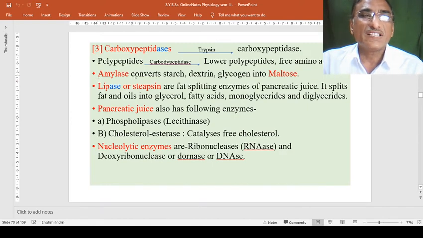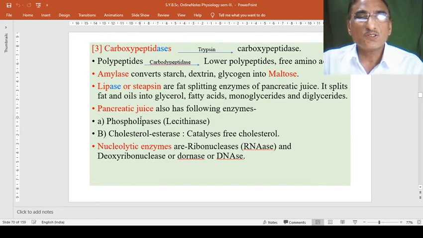Similarly, the amylase converts starch, dextrin and glycogen into maltose sugar, which we have previously studied in oral digestion. Now, lipase or steapsin are fat splitting enzymes of pancreatic juice. It splits fats and oils into glycerol, fatty acids, monoglycerides and diglycerides.